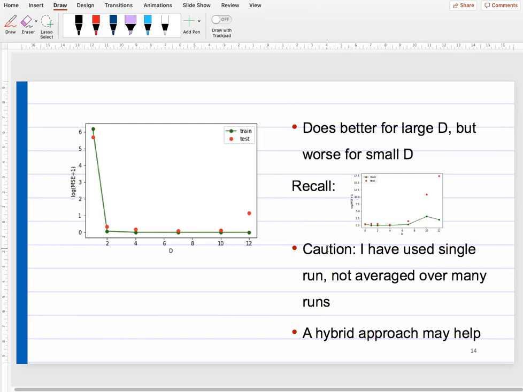Now, caution. I have shown this graph only for a single run. I just took one random set of points and ran this algorithm. I have not averaged over many runs. So in a way, I am showing you only the best result. And I actually obtained many bad results also.